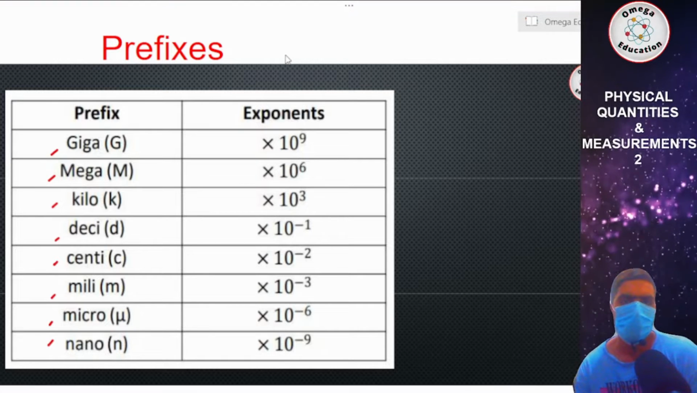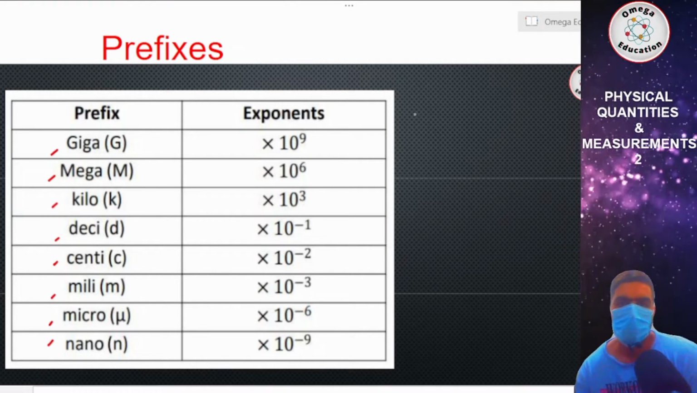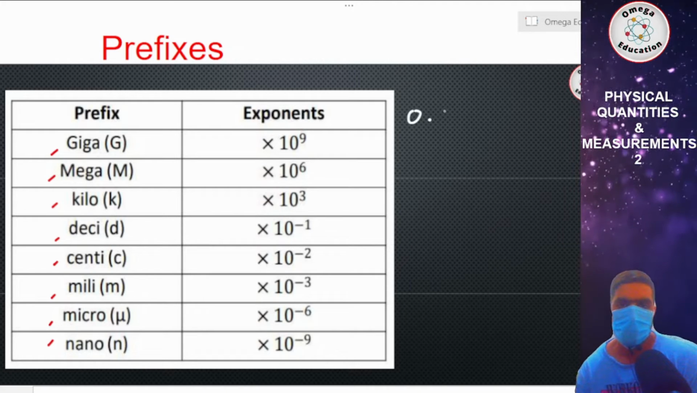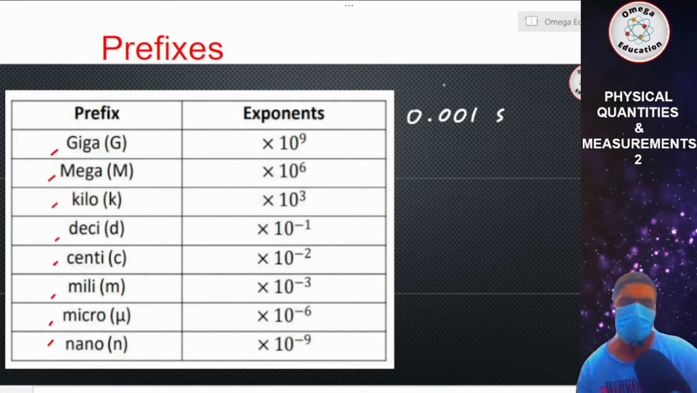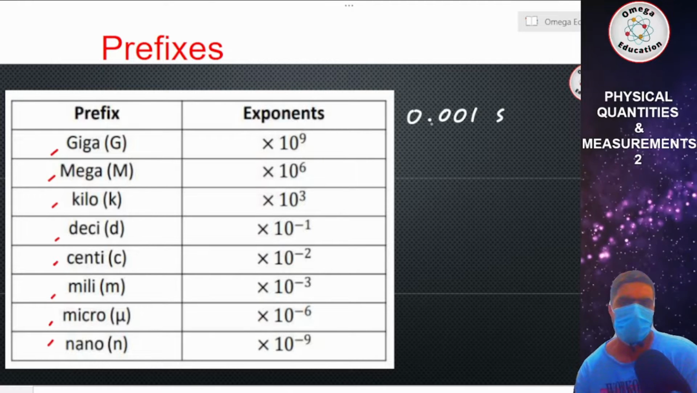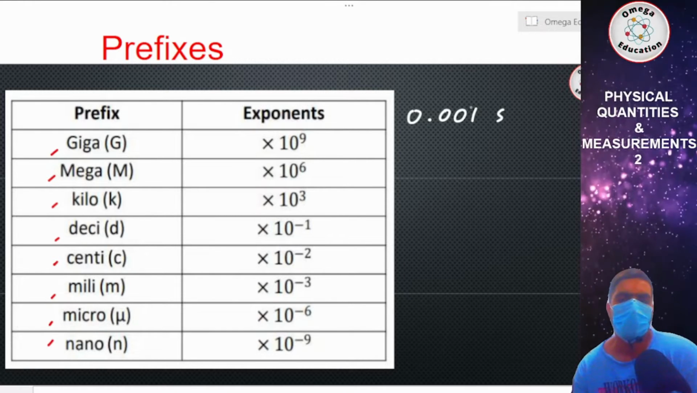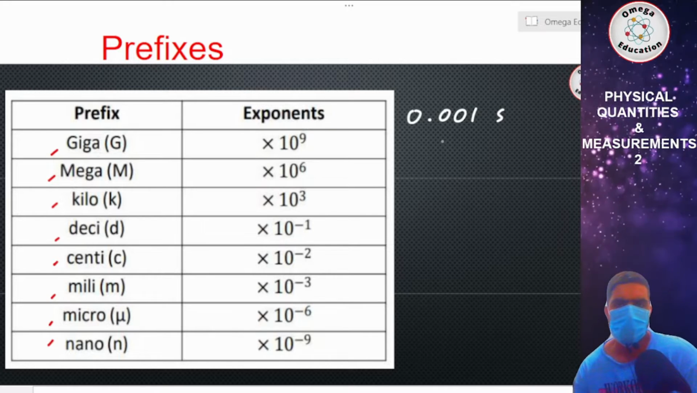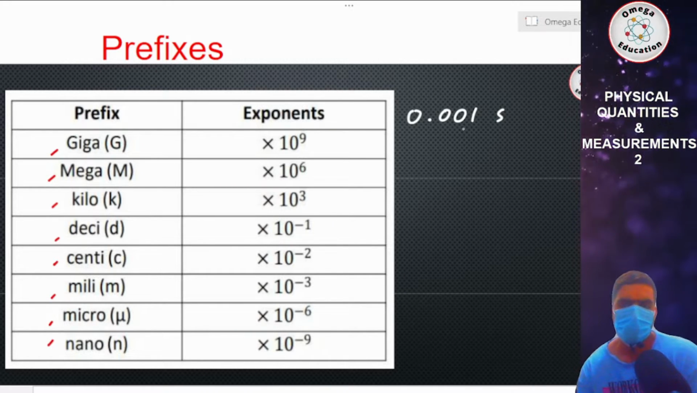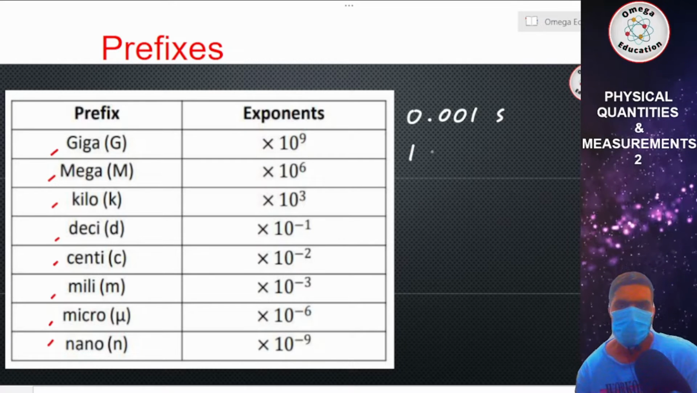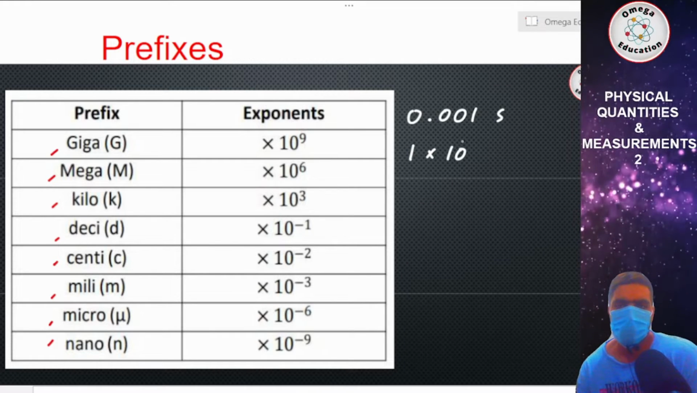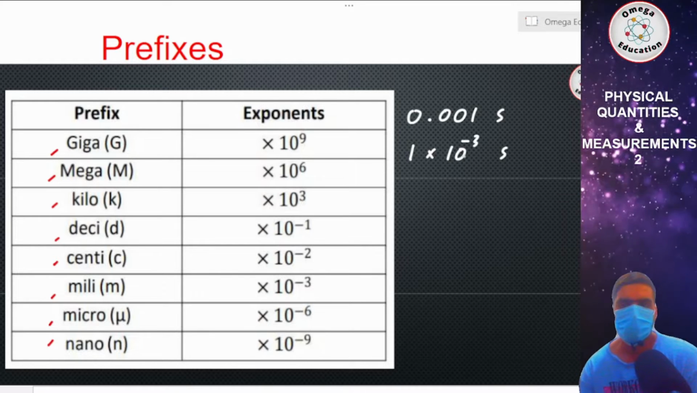Now why do we use it? For example, there is a quantity 0.001 second. This is a time interval for some event, and it took the event 0.001 second. Now if you want to avoid these so many zeros or extra digits, you can convert this number into the standard form, which is 1 into 10 to the power minus 3 with the unit seconds.